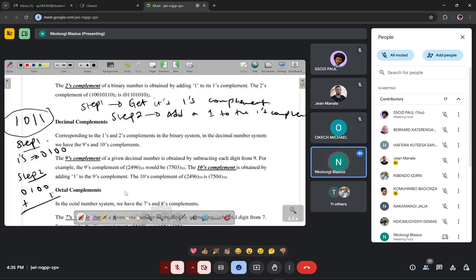So 1 plus 0, I would have 1. 0 plus 0, that would be 0. 1 plus 0, 1, and 0. This now would be called our two's complement. This will be the two's what? Complement.